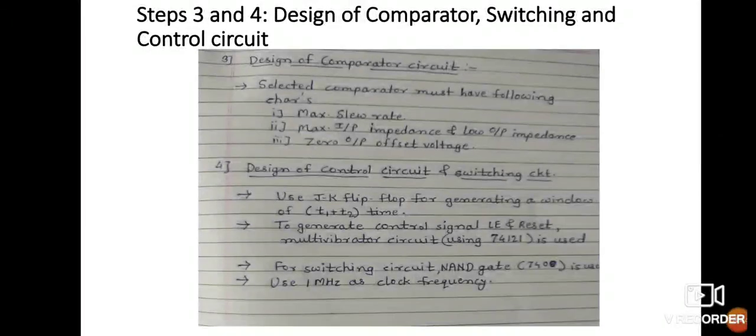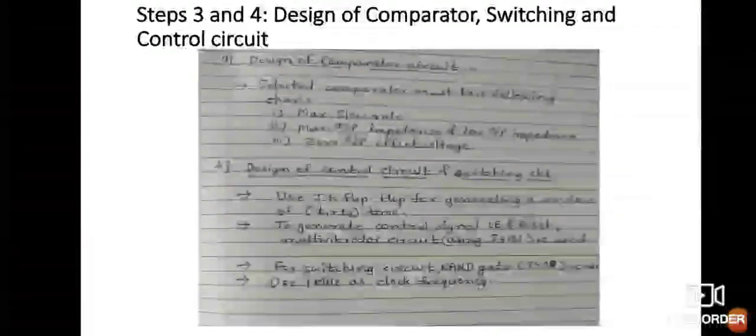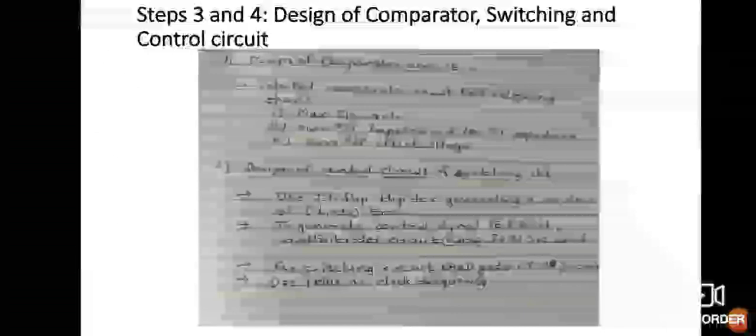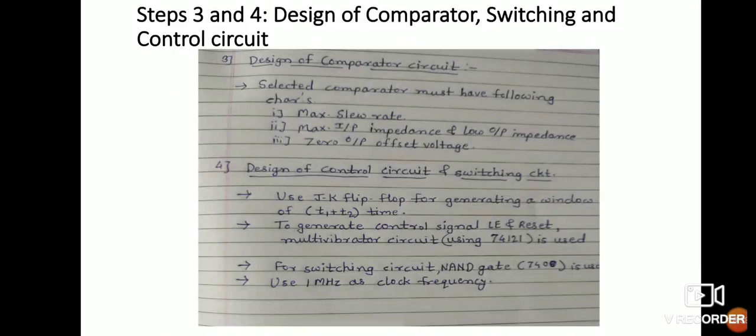So select a comparator circuit which has the following characteristics. It has maximum slew rate, maximum input impedance, low output impedance, and zero output offset voltage. These are the good characteristics of an op amp that you have to assume while selecting that comparator circuit.